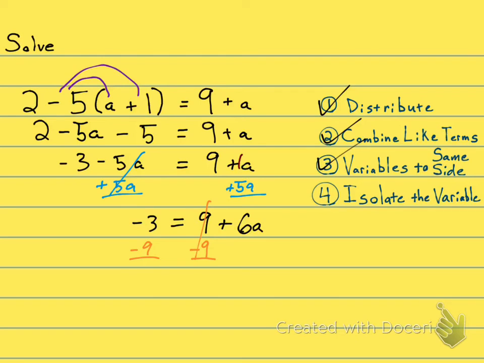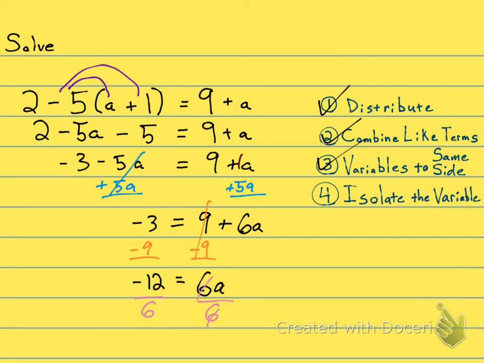All right, let's go down. -3 minus 9, -12. Okay, both of them going in the negative direction. On the right-hand side, I just bring down my 6a. And one more step to isolate this grumpy old a. This is 6 times a, so to get rid of multiplication, I need to divide. Divide the right side of the equal sign by 6. Divide the left side of the equal sign by 6.